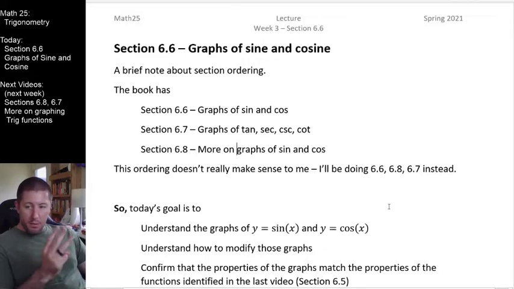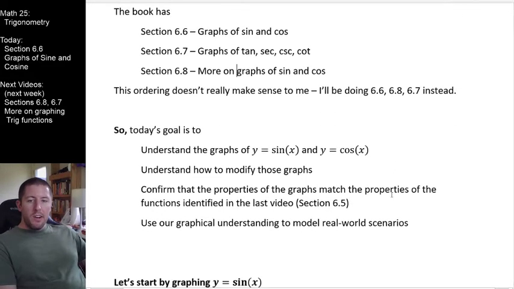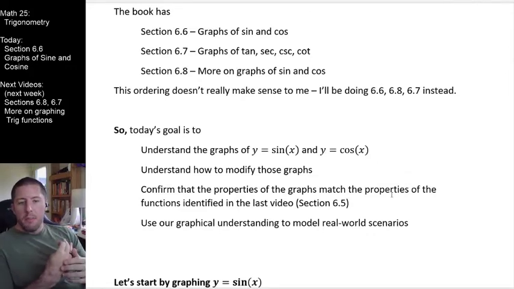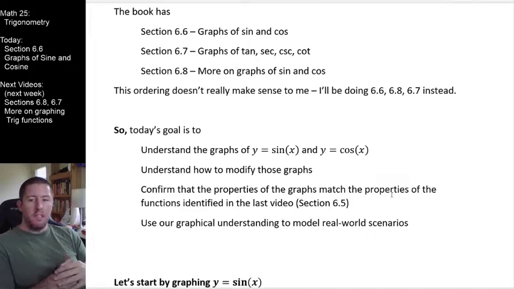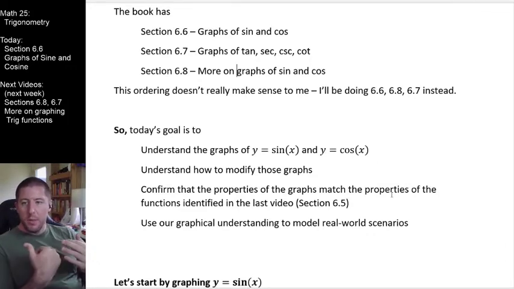So we've really got three videos in a row here that are going to be relating to our graphing concepts and our properties of these functions that we can see from the graphs. Today's goal: we want to understand what these graphs of sine and cosine look like. We want to understand how to modify these graphs meaningfully, both with their algebraic representations and with the graphical representations. We're going to confirm that the properties of these graphs match the properties of these functions that we identified in our previous video. When we talked 6.5, we identified a bunch of properties like domain, range, period, and symmetry. We want to visually see all those things in the graph today in 6.6.